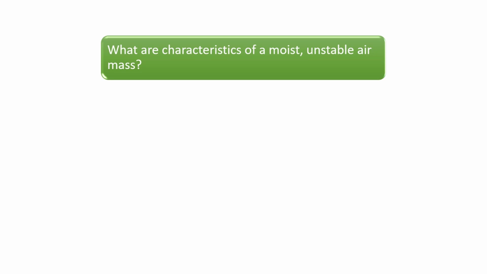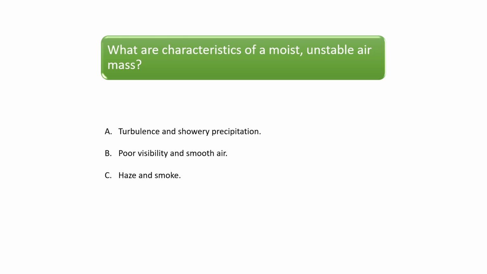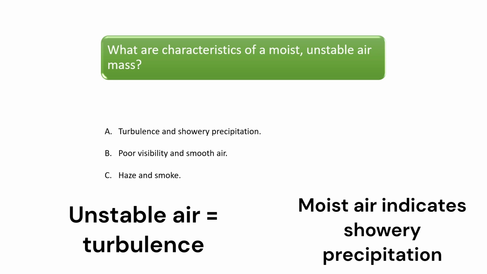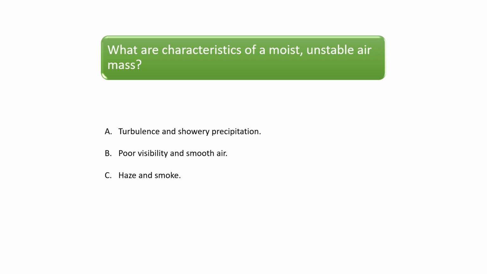What are characteristics of a moist, unstable air mass? The key word in this question is unstable. Anytime air is unstable, there will be turbulence that is typically accompanied with showery precipitation. B is not correct because smooth air is associated with stable air, not unstable air. C is not a good answer because the air is usually dry if there is haze and smoke. The best answer for question 1 is A.